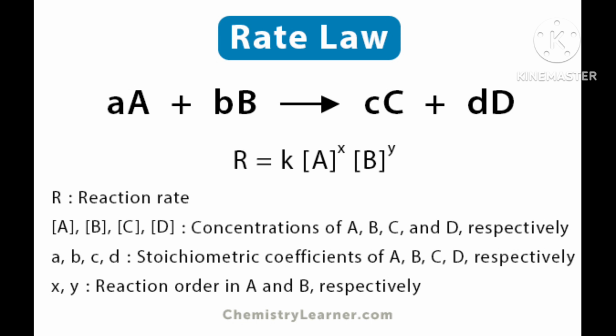Here small a, small b, small c and small d are the stoichiometric coefficients of reactants and products. Small a and small b are the stoichiometric coefficients of reactants, and small c and small d are the stoichiometric coefficients of products. Then what will be the rate of reaction?